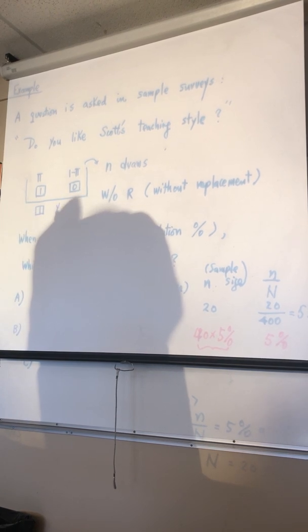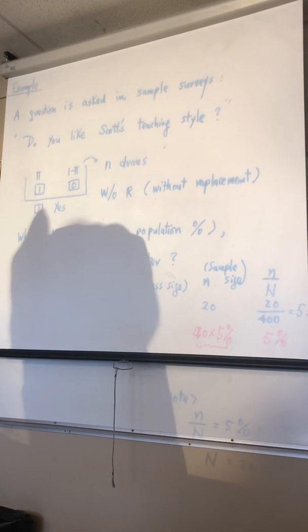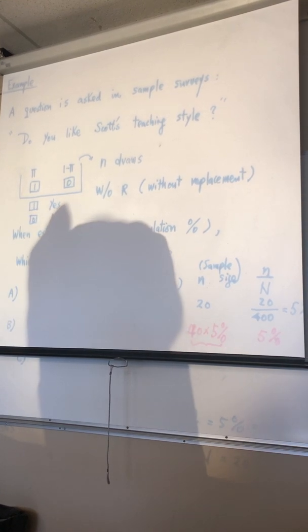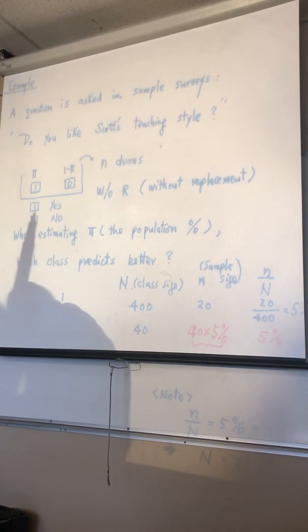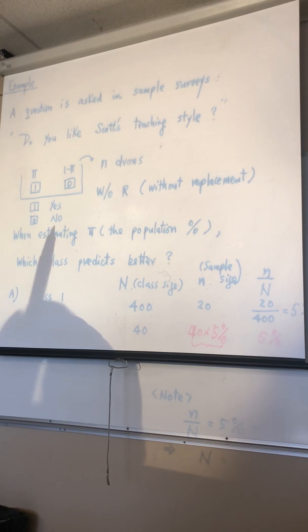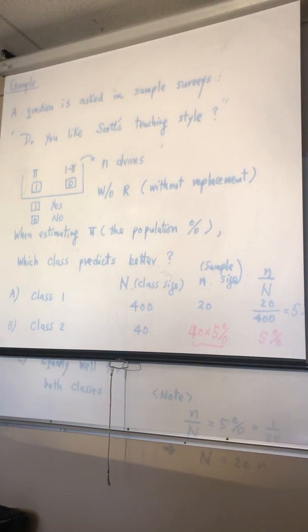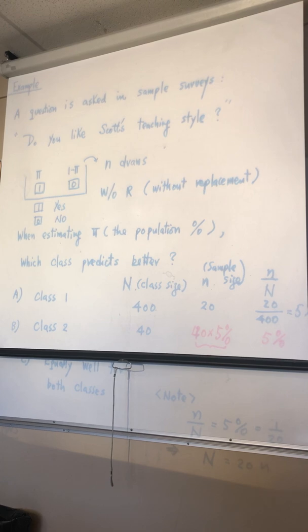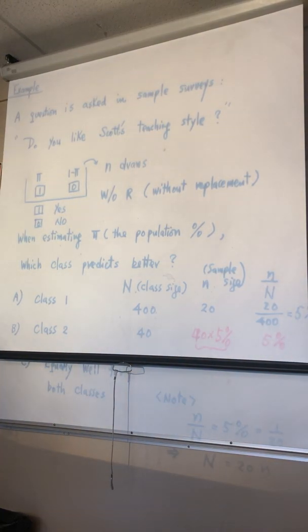People say yes, count is 1. People say no, count is 0. Right? 1 for yes, 0 for no. So you are counting how many people say yes. So this is a count box.